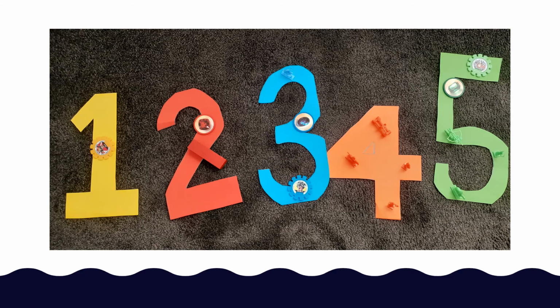So now let's look for the final picture. Is this correct? Yay, it's correct. Let's look at why is it correct. We have put them on the same color. So we have placed 1 yellow object on number 1, 2 red object on number 2, 3 blue object on number 3, and 4 orange object on number 4, and lastly, we have 5 green object on number 5. So this is how you do it. Good job, everybody.